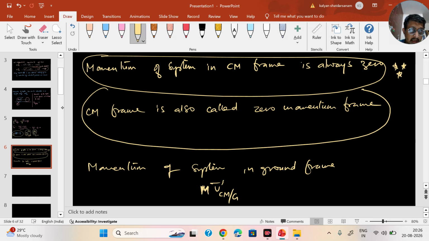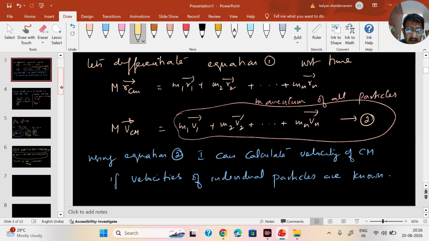So what are all the things we got using equation 2? One, we can calculate the velocity of center of mass. That is one thing. And it is also telling us that if you want to find the total momentum, there is no need to go to each particle. Take the total mass and just multiply with the velocity of center of mass.